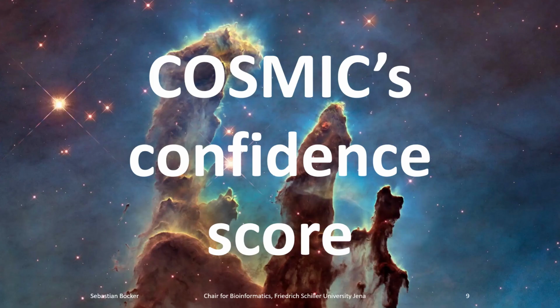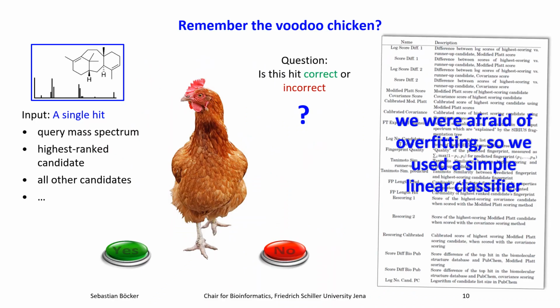So we introduced a confidence score. And if you have heard one of the CSI:FingerID talks or even the CANOPUS talk, you have seen my voodoo chicken, which is a replacement for machine learning. And so what we use here is we train a voodoo chicken, which looks at a hit, which means it's a mass spectrum plus a structure that was annotated, so the best scoring structure.